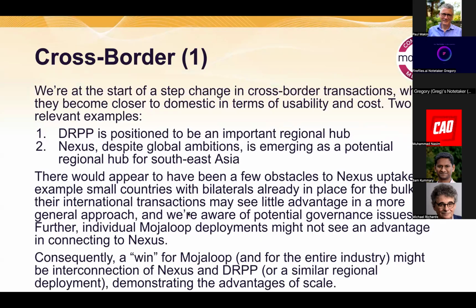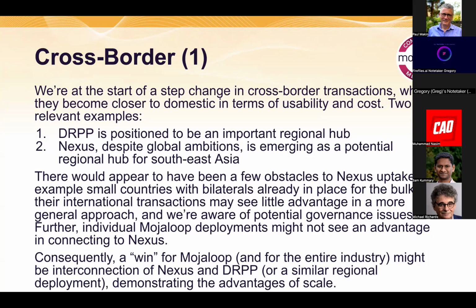Cross-border. We are at the start of a step change in cross-border transactions. We think the aim is ultimately to make them closer to domestic transactions in terms of usability and costs. Two examples, well, obviously DRPP, positioned to be an important regional hub. And Nexus, despite its global ambitions, is emerging as a potential regional hub for Southeast Asia. But there seem to have been a few obstacles to Nexus uptake.